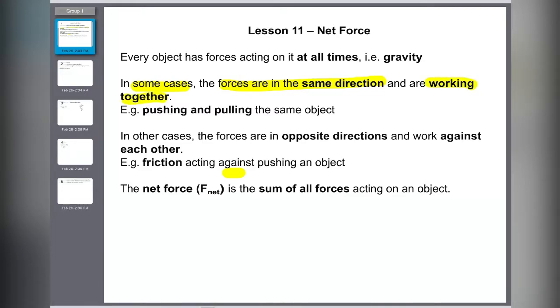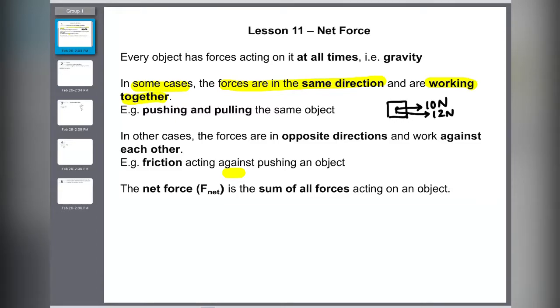So say, for example, I have an object and person 1 is pushing to the right at 10 Newton, and person 2 is pushing to the right at 12 Newton. Does it make sense that they're working together? So the overall force would be 10 plus 12.